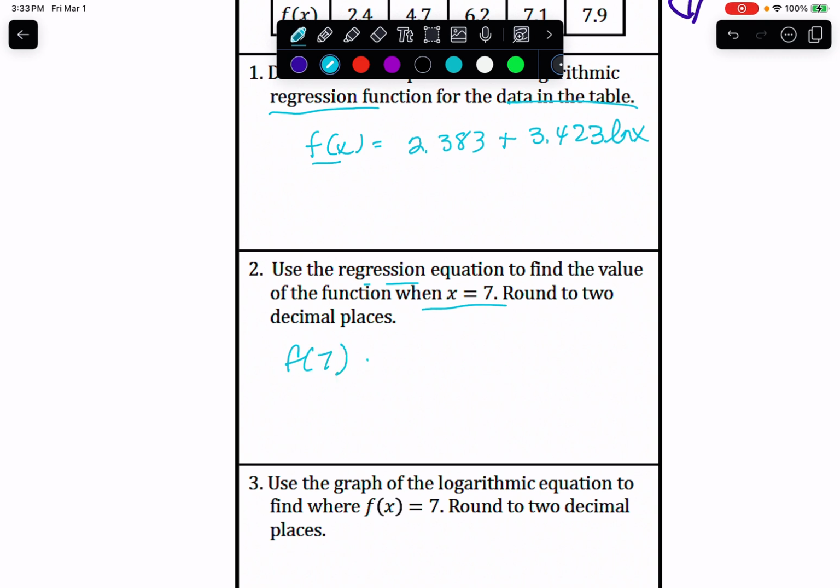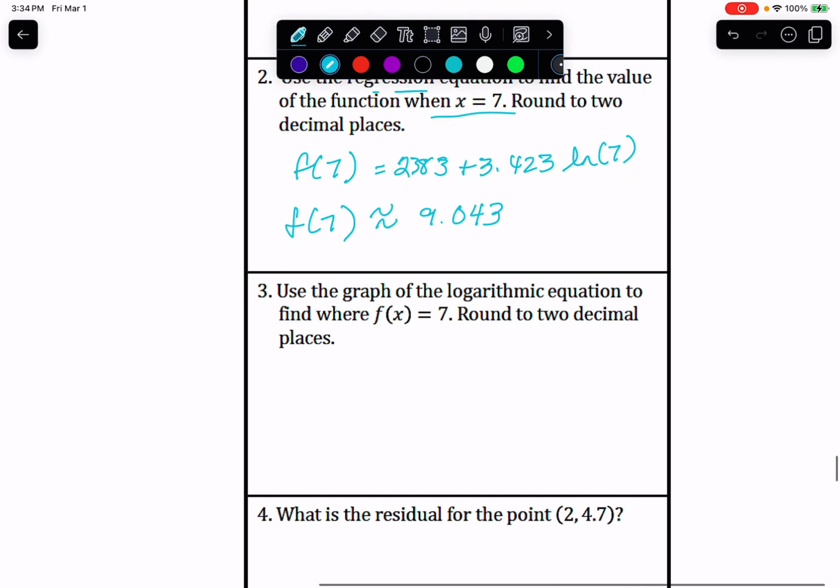And I use my y1 to store it. So it's 2.383 plus 3.423 ln of 7, which is approximately equal to 9.043. So f of 7 is approximately equal to 9.043.